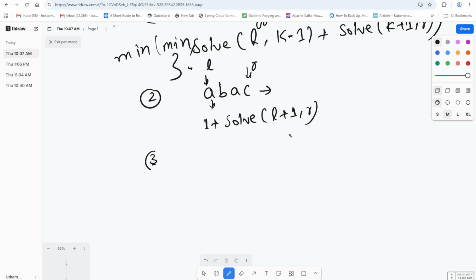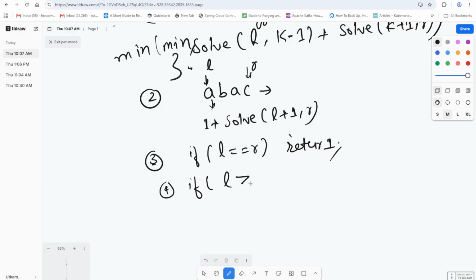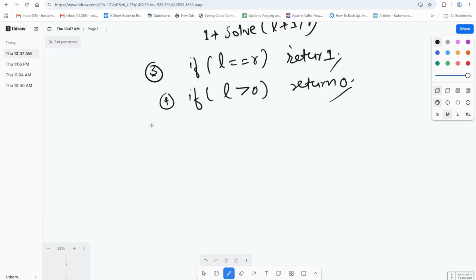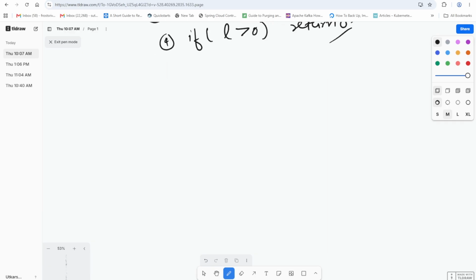And the base case will be: if there is only one character left, if l equals r, then obviously our cost will be 1. And if l crosses r, then no character is left, so we will simply return 0, right? So let's sum up what we have just written in the code part.